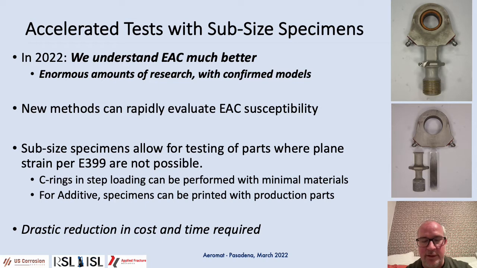Or another example is in additive manufacturing. Specimens can be printed right along with the production parts so that you can evaluate their susceptibility directly and immediately as you're producing your components. And what this ultimately means is a drastic reduction in the cost and the time required to do analysis on components where otherwise you would have to build a full-scale model.